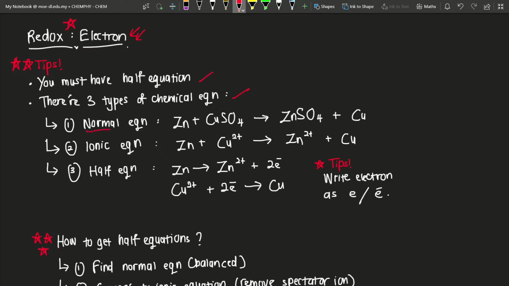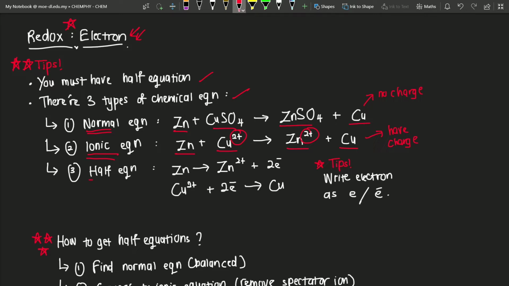The first type is the normal one, which means you don't have any charge. No charge. For example, we got zinc react with copper II sulfate to produce zinc sulfate and copper. Persamaan kimia yang kedua, kita ada persamaan ion, ionic equation. So ionic equation, you must have charge. For example, we got zinc react with copper II ion to produce zinc ion and copper. So you got the 2 plus. Here are the charge. That is what we call ionic equation, persamaan ion.